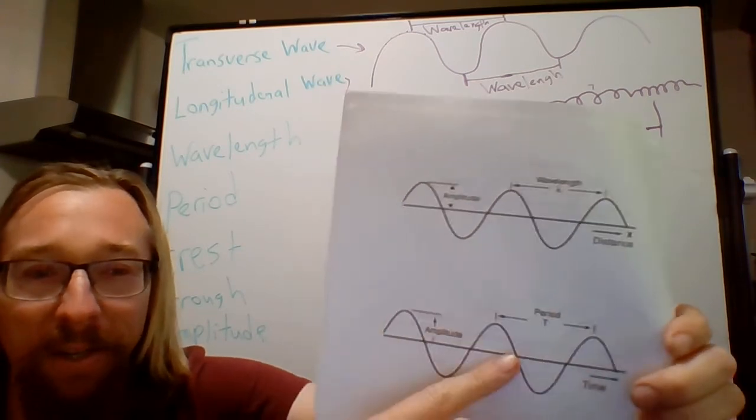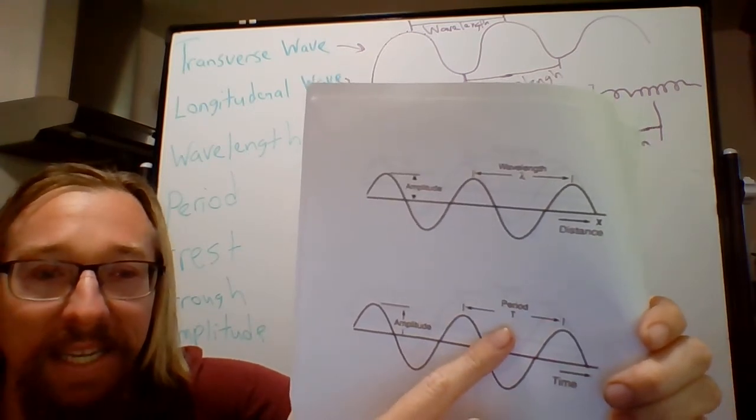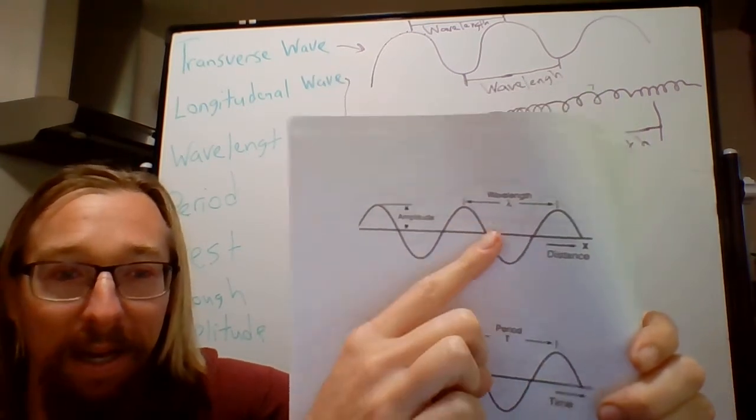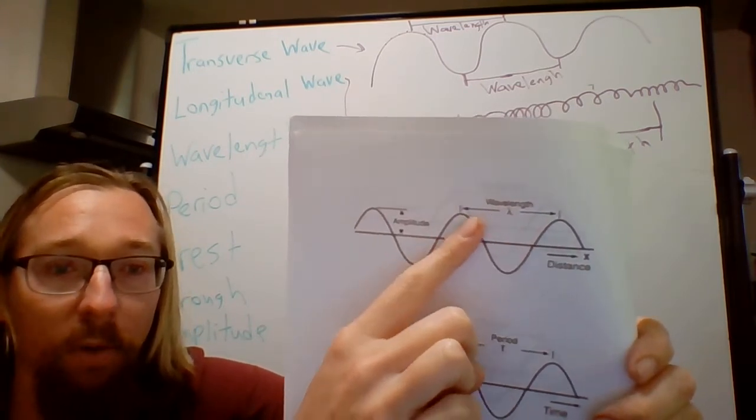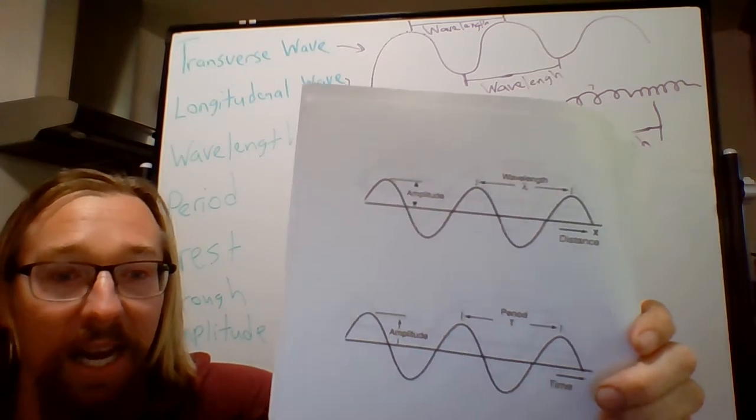Not so obvious there. You can tell why period's represented by a T because it represents time. But then, wavelength is represented by the Greek letter lambda. So wavelength is distance, period is time.